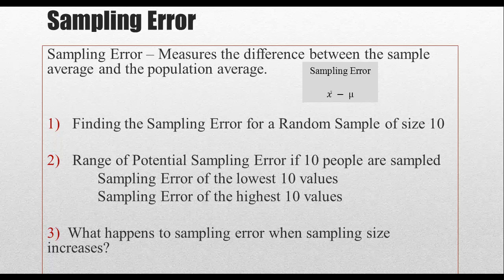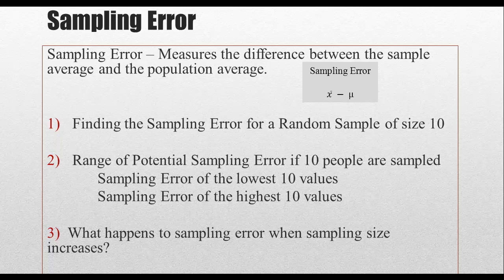So in theory, when you just look at the wording, sampling error, how far does the sample differ from the true population? And so we're going to be looking at the averages in this case. So X bar is your sample average, and mu, that's the M looking symbol, is your population average.